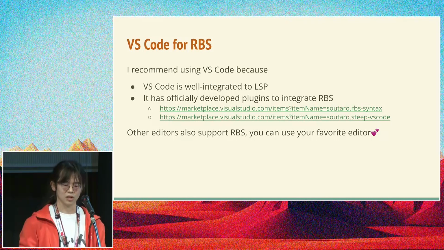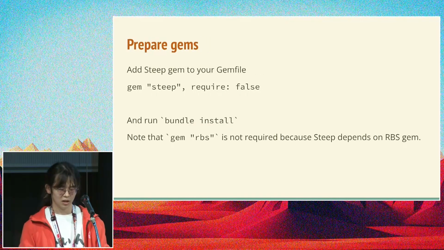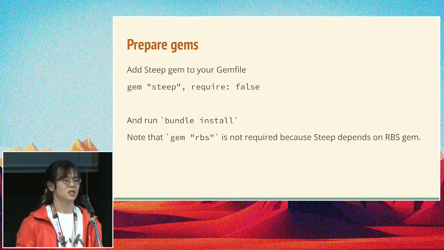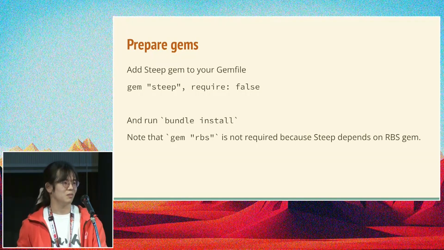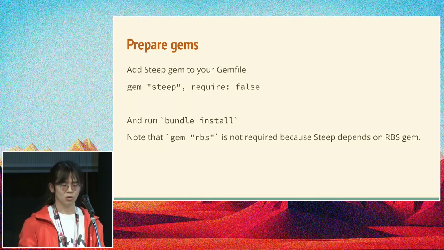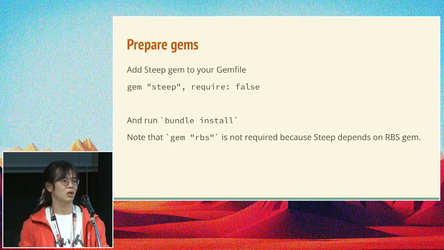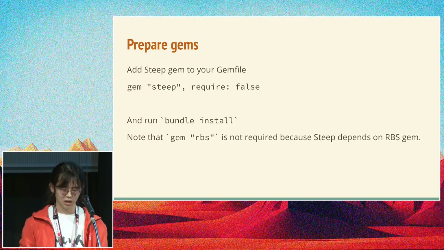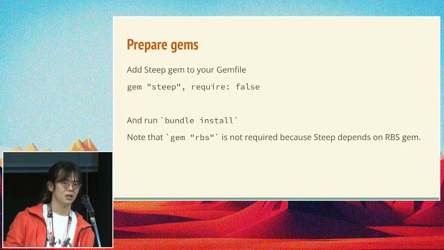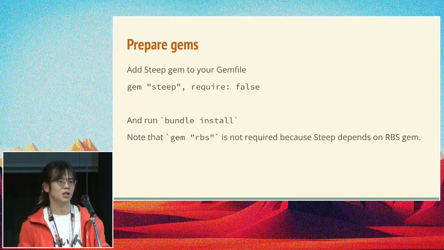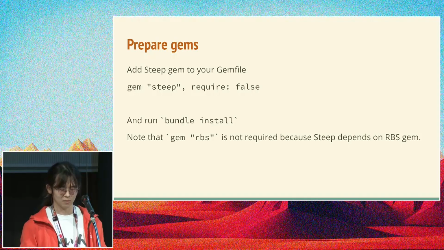Shotaro Matsumoto, who develops RBS, also provides officially developed plugins there. So those are the matters you might know well. But in reality, gem steep needs to be written in the Gemfile with require: false, which is something often recommended. I'd like to share with you later about RBS collection. In using that function, require: false will be quite helpful. And the other is just bundle install. And gem rbs is not usually required because Steep depends on the RBS gem.